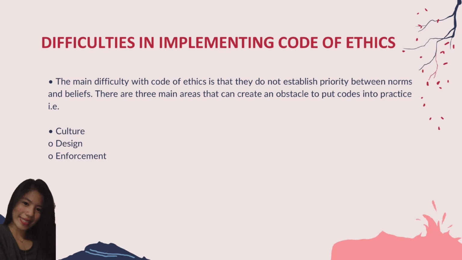The main difficulty with codes of ethics is that they do not establish priority between norms and beliefs. There are three main areas that can create an obstacle to putting codes into practice. The first is culture. Culture is the arts and other manifestations of human intellectual achievement regarded collectively.